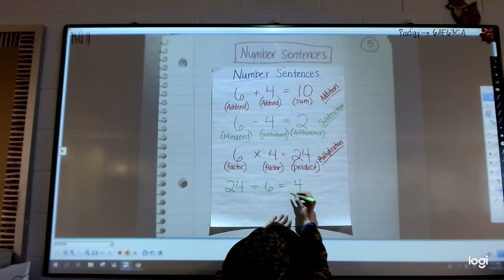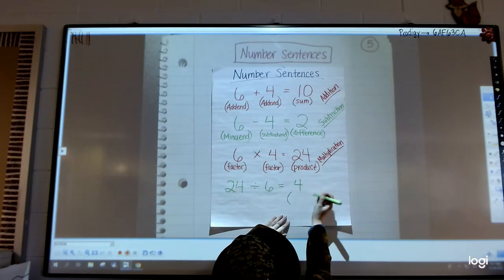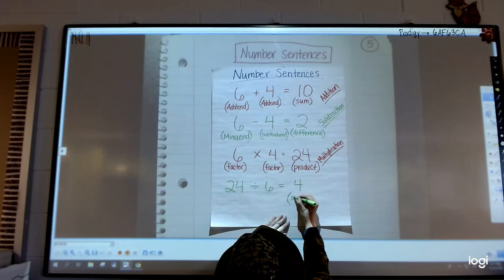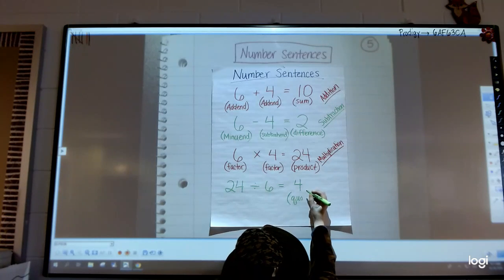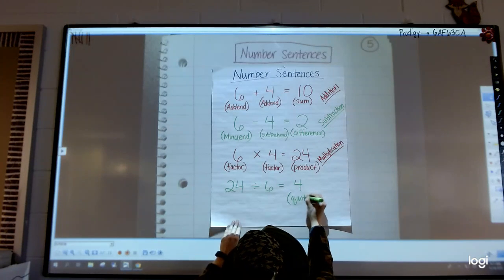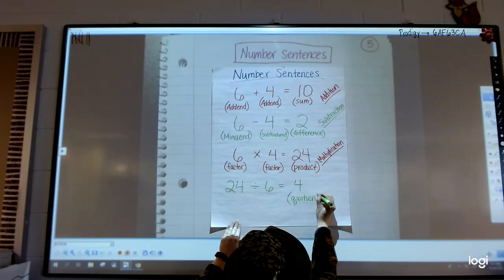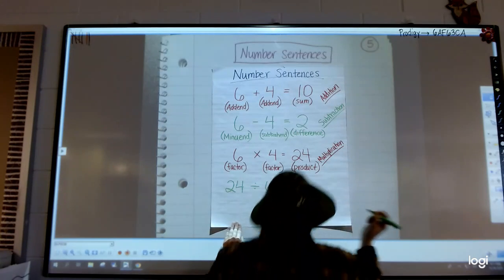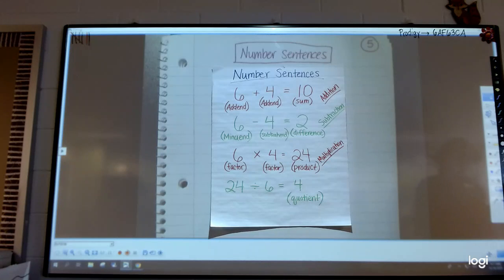So, underneath your 4, or the answer to your division problem, we need to write quotient. So the quotient is the answer to a division problem. So if a problem asks you to find the quotient, you are finding the answer to division.